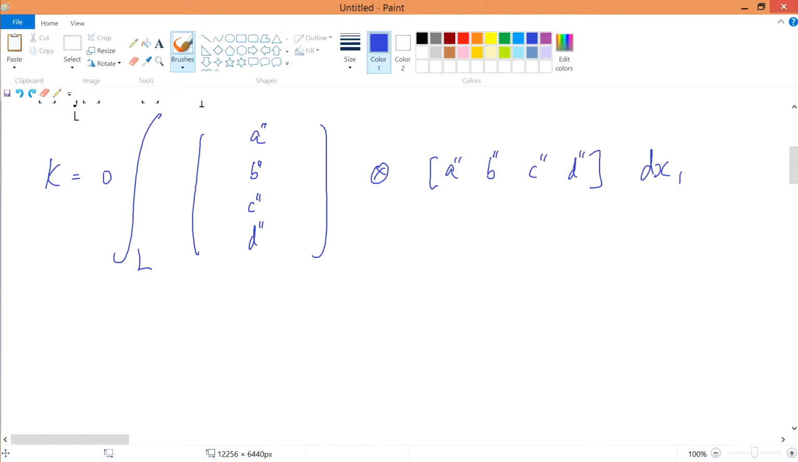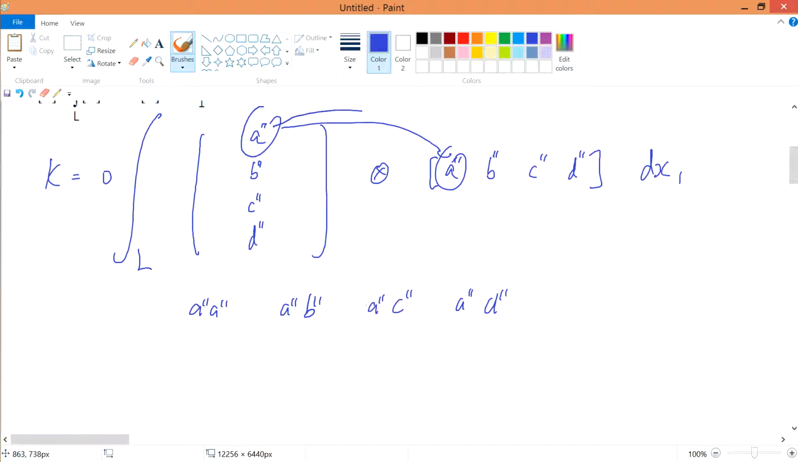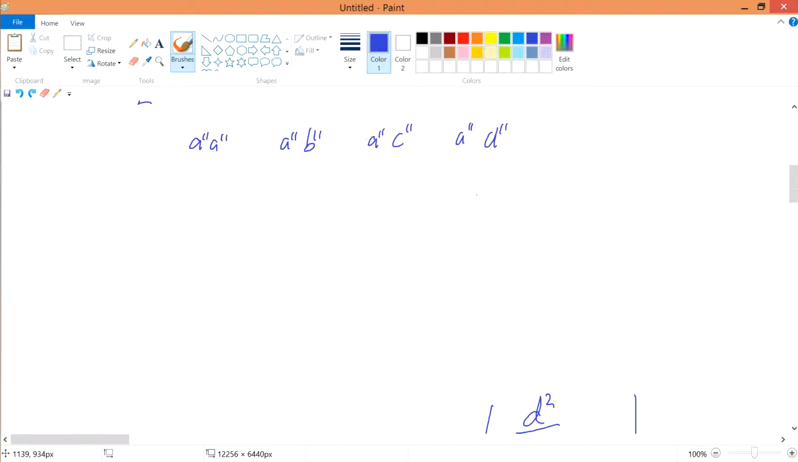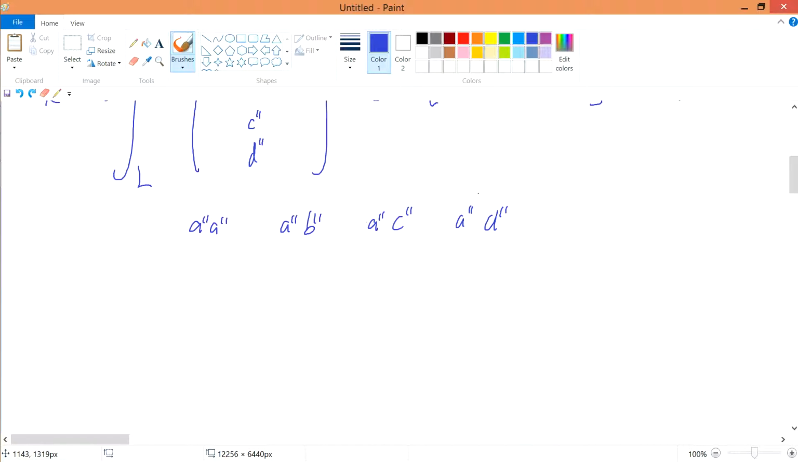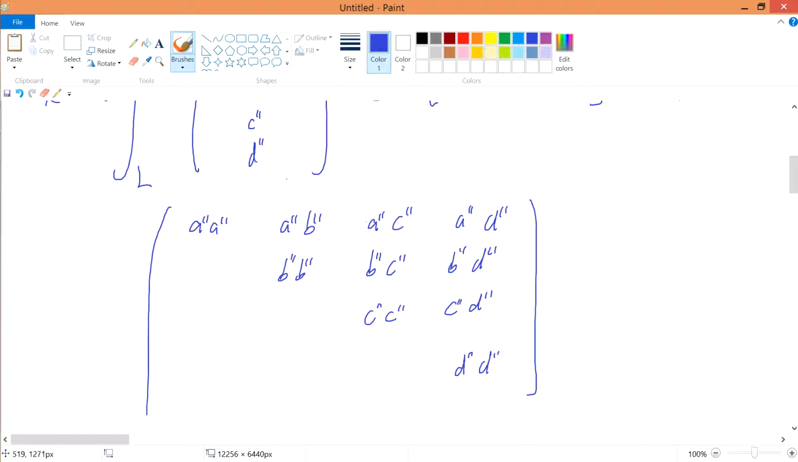Now I'm going to take the dyadic product. I take this thing's dyadic with this thing. What I have is a prime prime times a prime prime, a prime prime times b prime prime. I take this, multiply by this, take this, multiply by this. So it's just column times row, sorry, and I have this thing over here.